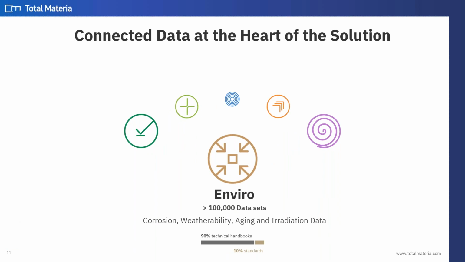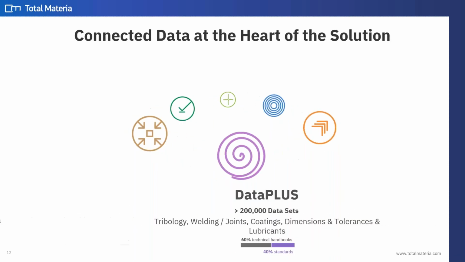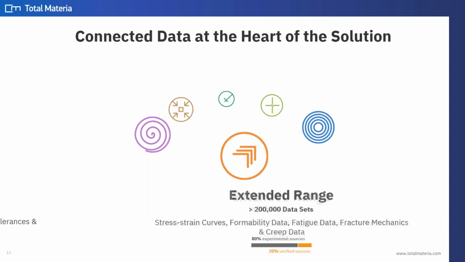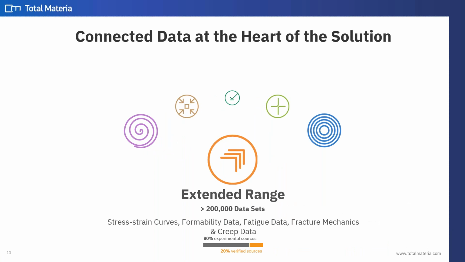It's great to also know how your material behaves in different mediums. That's why we have corrosion, weatherability, aging, and irradiation information, and also welding, brazing, adhesion, tribology, coatings, and lubricants information. And finally, last but not least, we have advanced material properties for our different simulation teams. You could find tens of thousands of different diagrams coming from stress strain curves, formability, fatigue, fracture mechanics, and creep data. And as you know, this information is a little bit harder to find on different search engines and different platforms. But in Total Materia, we have the highest range of advanced material properties of any other platform.